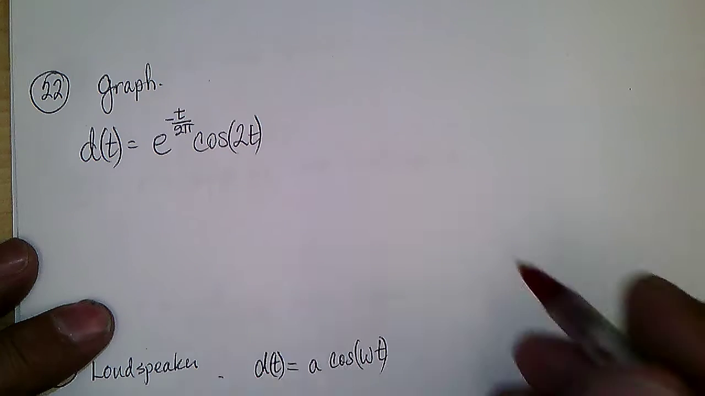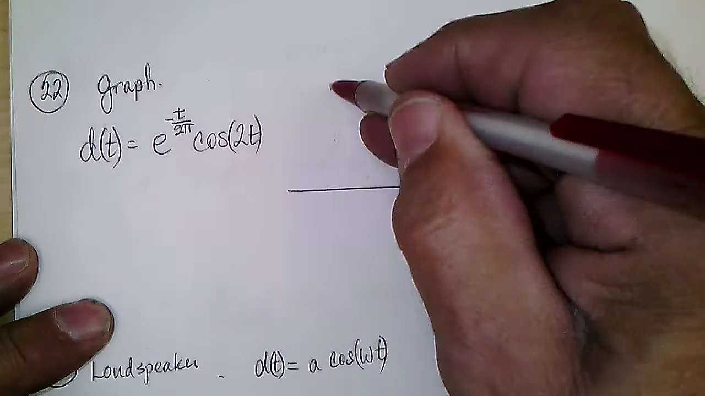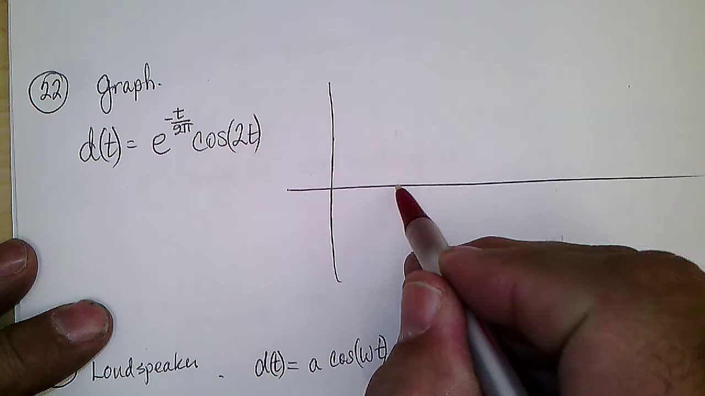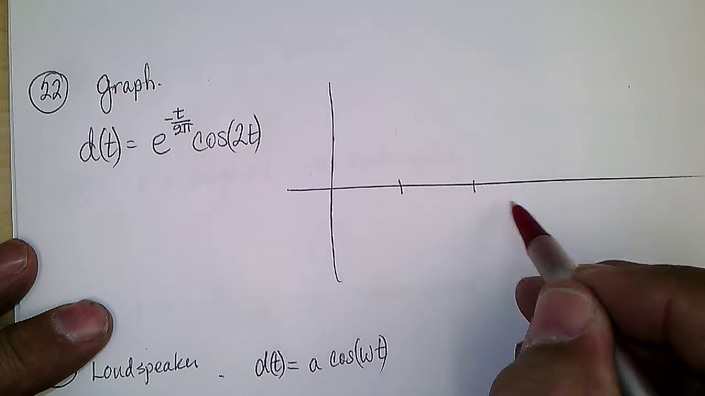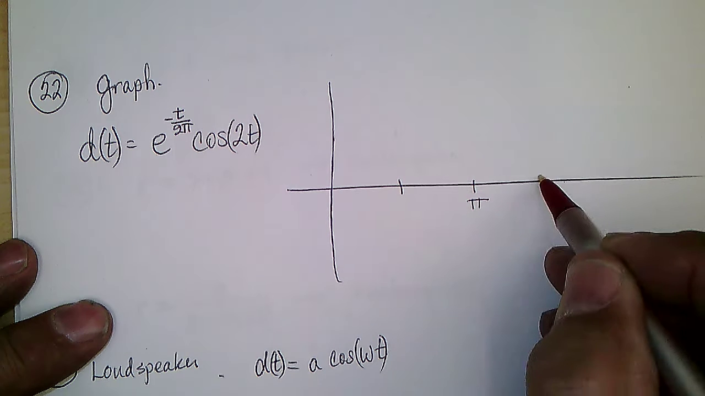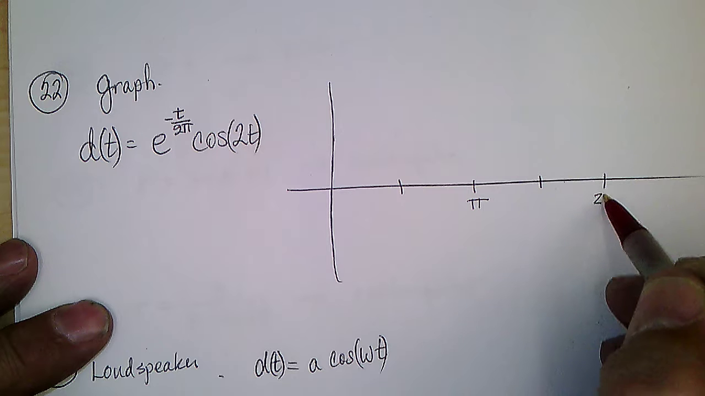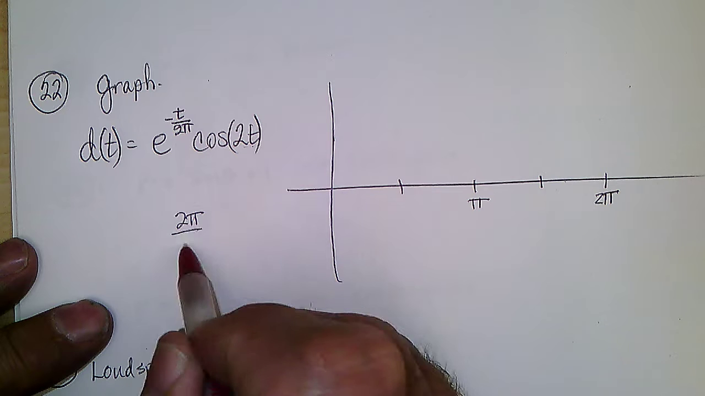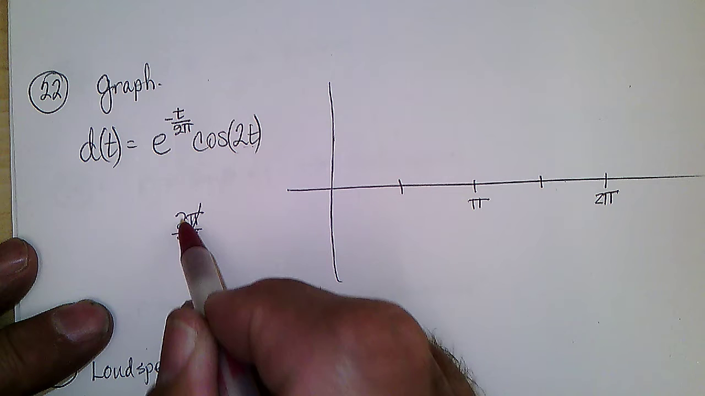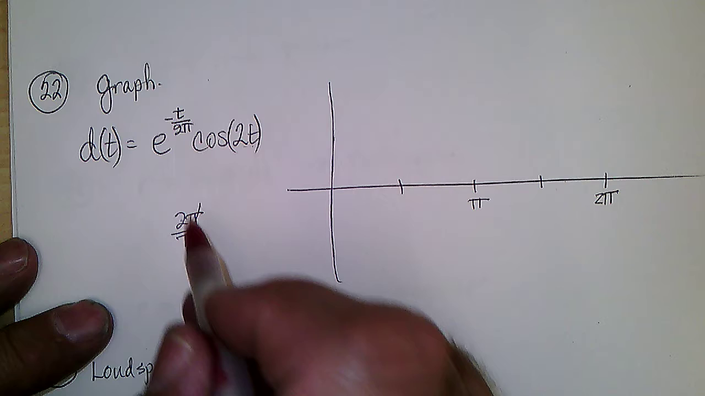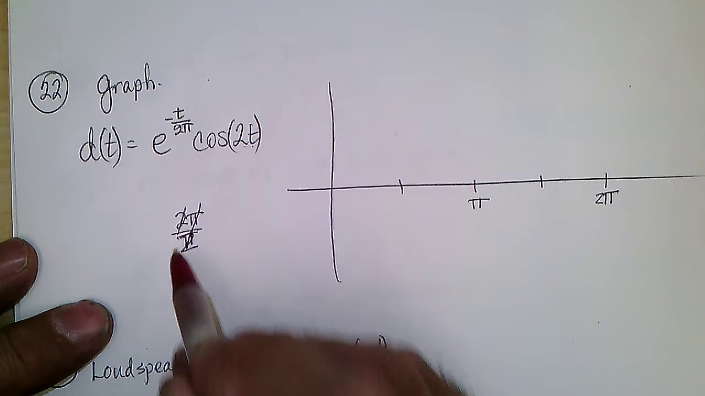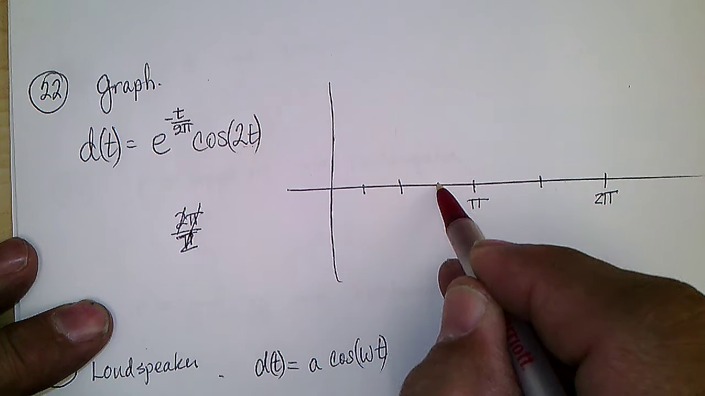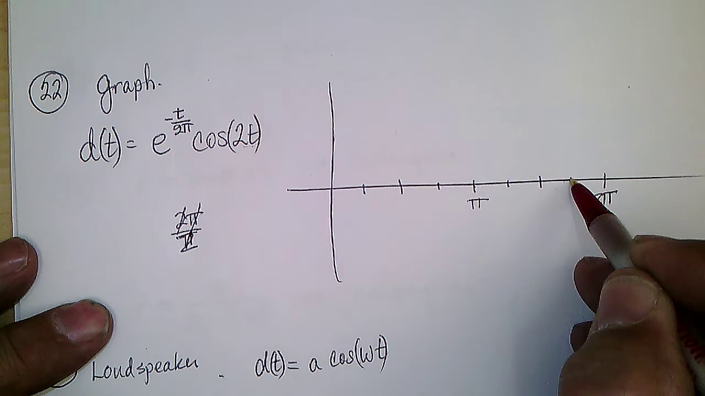22 says graph this for 0 to 2 pi. So if I go pi, 2 pi, but this has a period of 2 pi divided by pi, which is 2, divided by 2, which is pi. So it's going to do a full wave by pi. So I want that in 4 pieces. In the second period in 4 pieces.